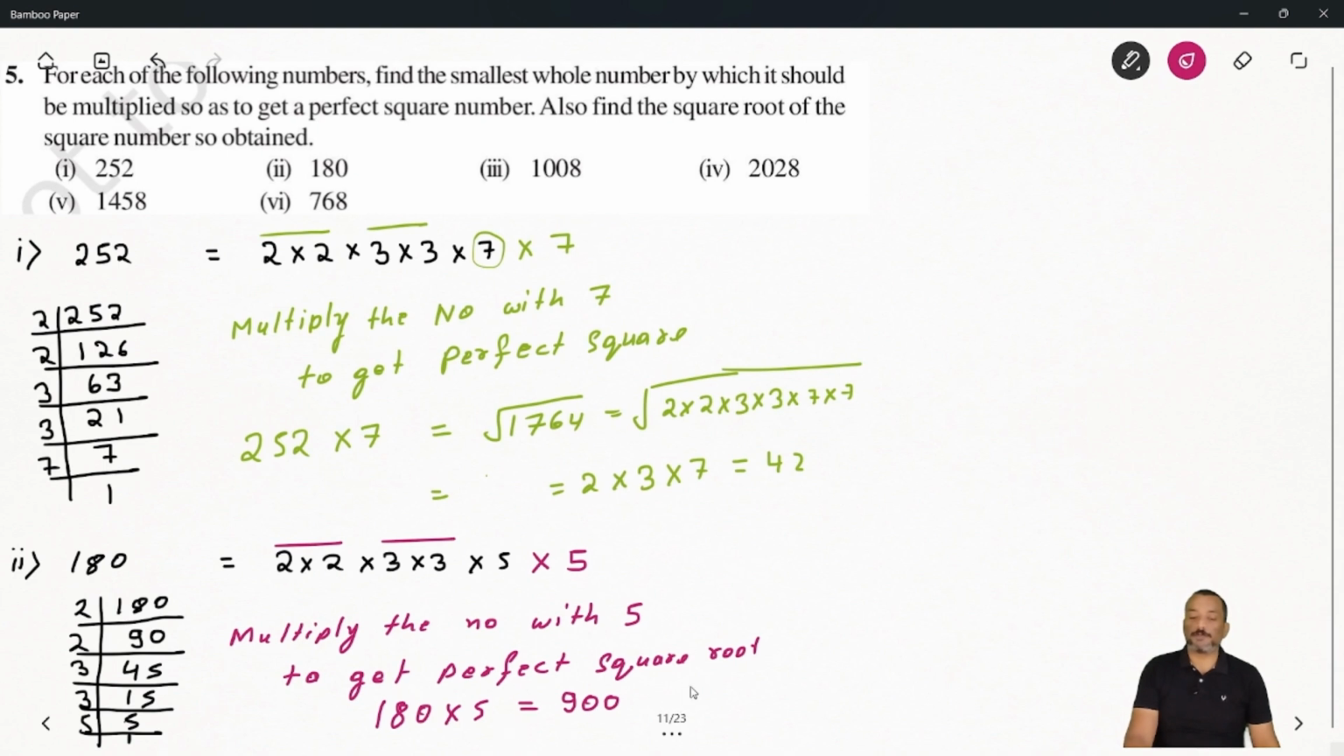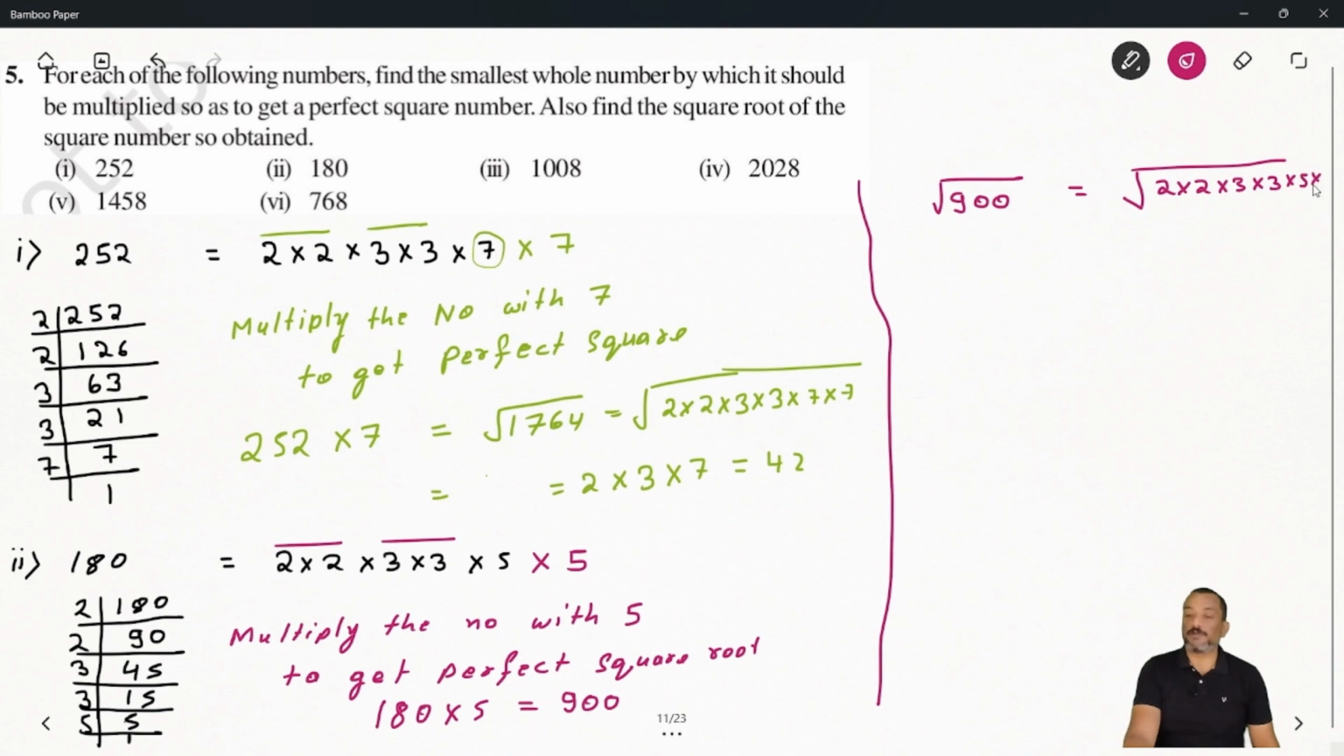So we can write the square root of 900, and its factors are 2 times 2, 3 times 3, and 5 times 5. What numbers do we get outside? 2, 3 and 5. So 2 times 3 is 6, and 6 times 5 is 30. So the square root is 30. Hope it is clear.